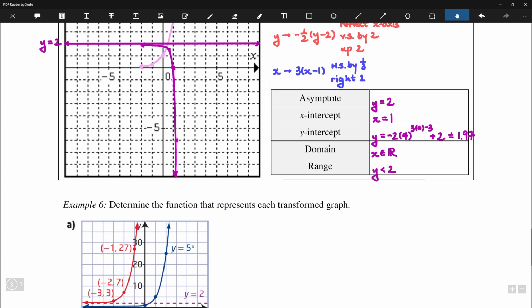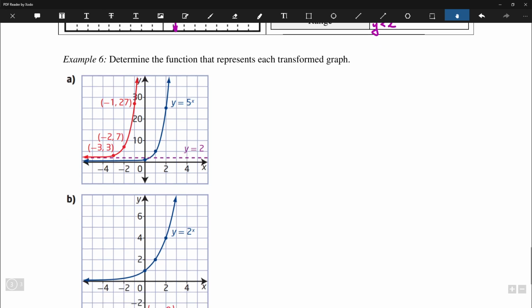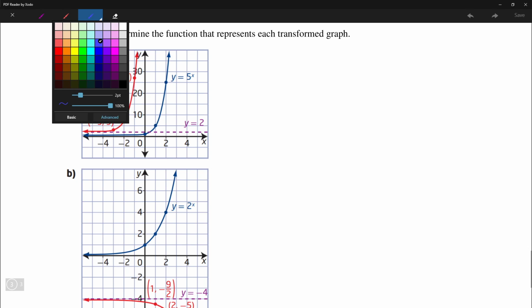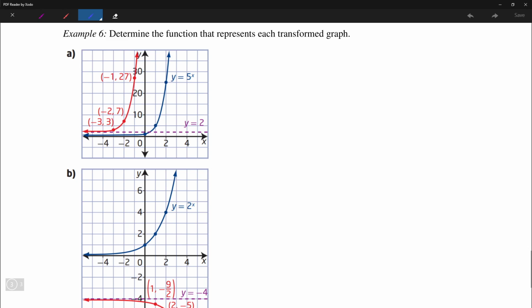Okay, so example 6, this is a bit of a challenging question. It is about finding out what the transformations are if we're given the original graph and then the transform graph. So we can see here that the original function was y equals 5 to the x, for example 1. And we can also see that we have 3 points here. The first point is 0, 1. The second point we're given is 1, 5. And the third point is 2 and then 25.